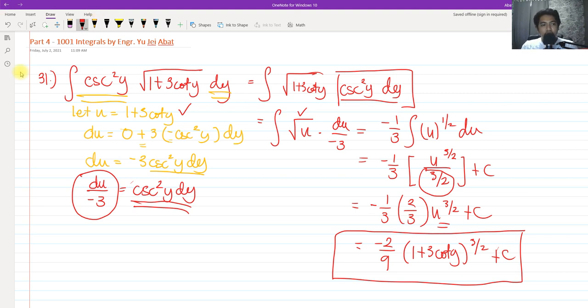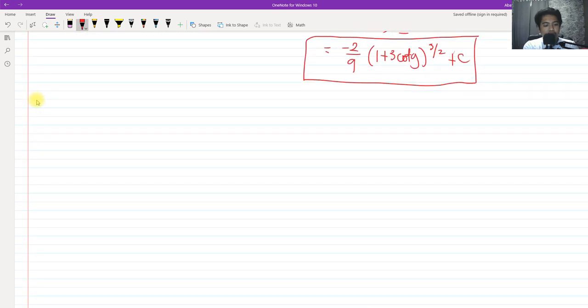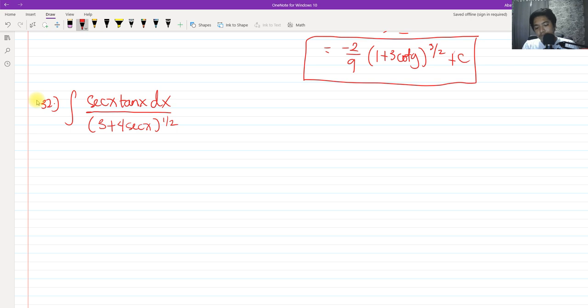So continuing with our number 32 problem. For number 32, we have the integral of secant x tangent of x dx all over 3 plus 4 secant of x raised to 1/2. So how do we integrate this?